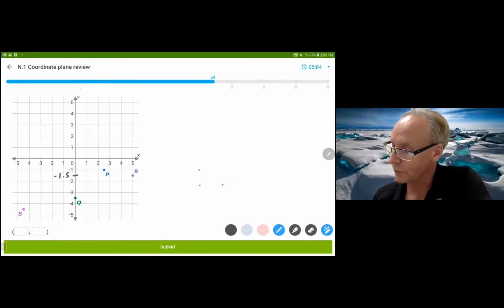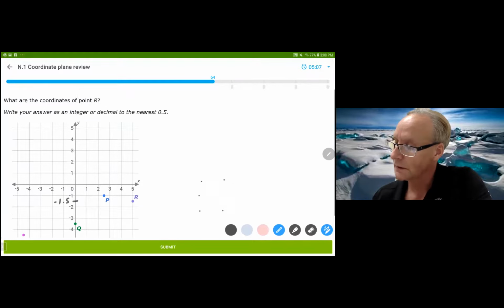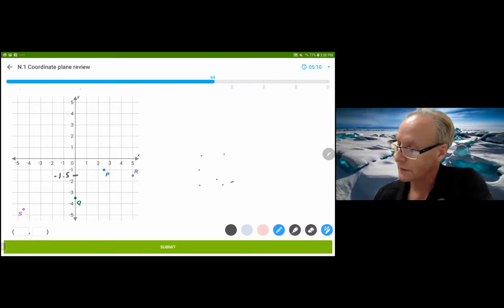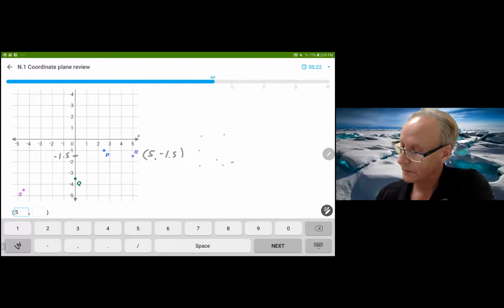I'm going to write the point. It was R, I think, that it asked for. I'm just going to double check. Yeah, it was point R that it asked for. So we are at 5 for X, -1.5 for Y. And we'll put it in: 5 and -1.5.